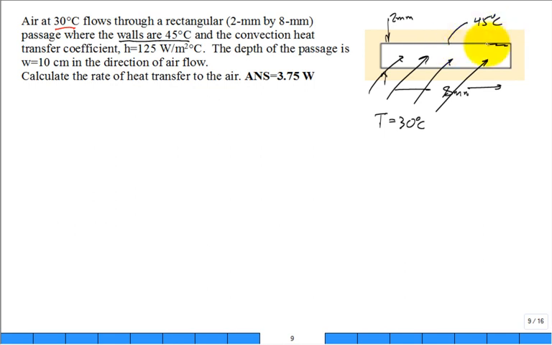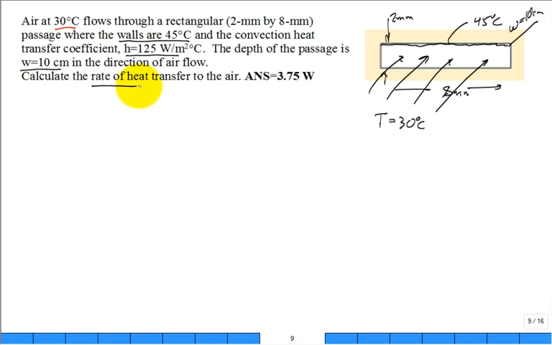Where are the walls? Just like I was showing here, the whole rectangle is an enclosure, so it has some top, some bottom, some right side, and some left side. The convection coefficient between the air and the wall is 125 watts per meter squared degree C. The depth of the passage is 10 centimeters. Again, it's hard to show, but this is the depth in the third dimension. Then the air comes out of that passageway.